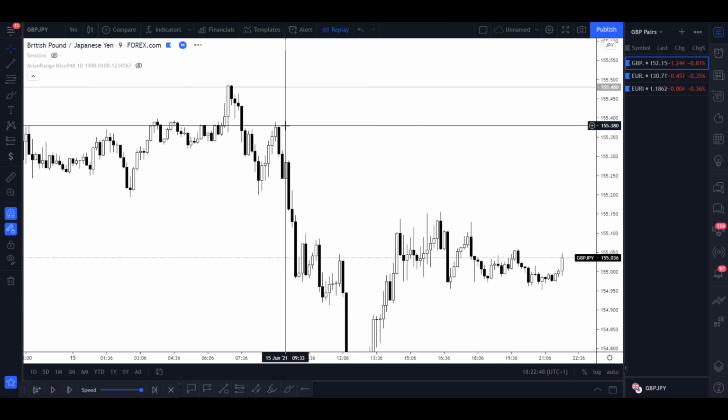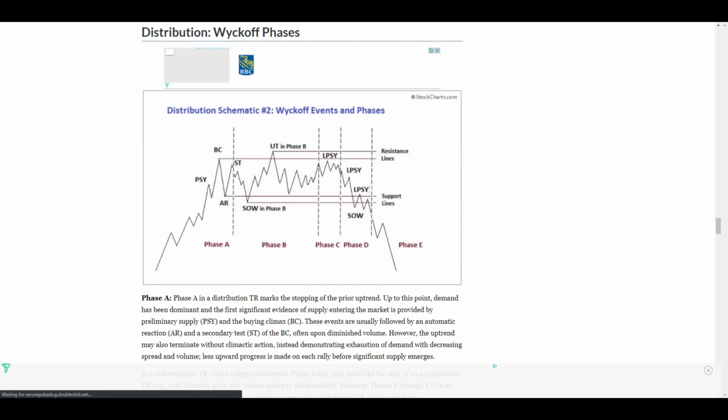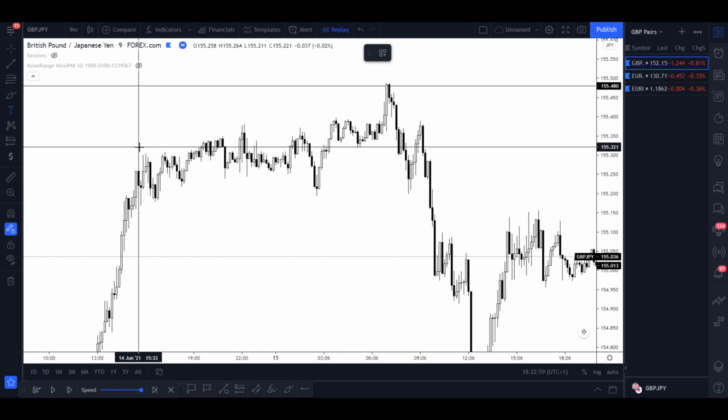Now let's go to the 9-minute time frame because I spotted this on the 9-minute. Now Wyckoff distribution, clean setup. PSY, right after the PSY, you have the buyer's climax. So let's go look for that. PSY is right over here.